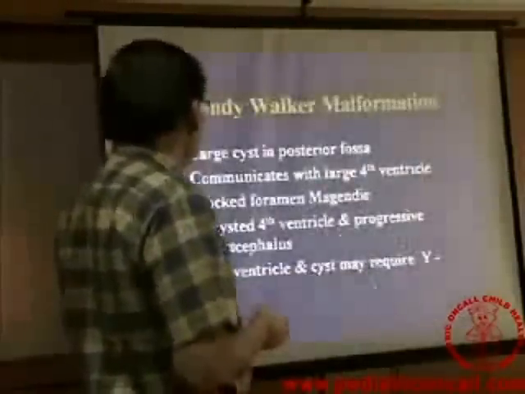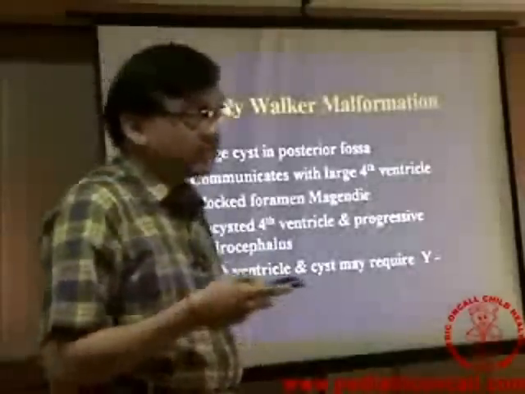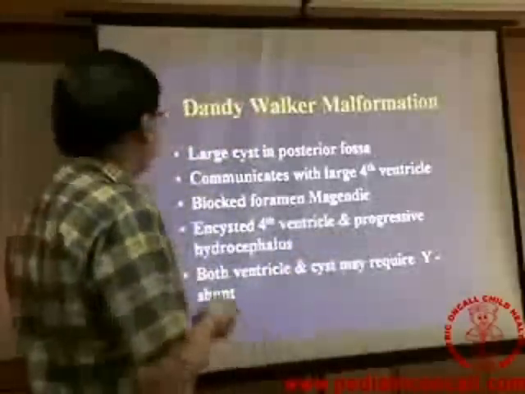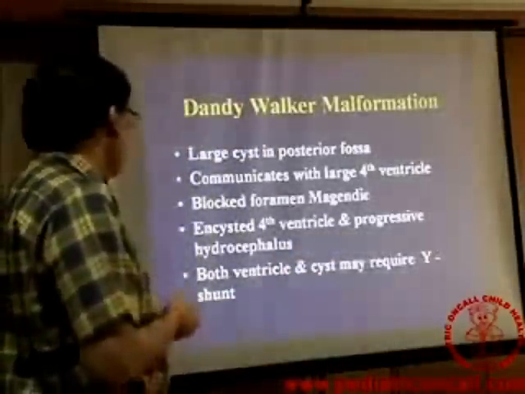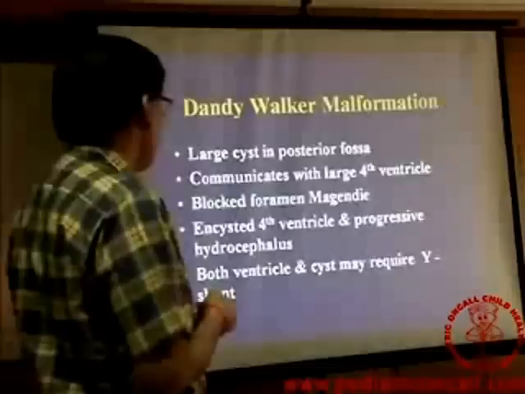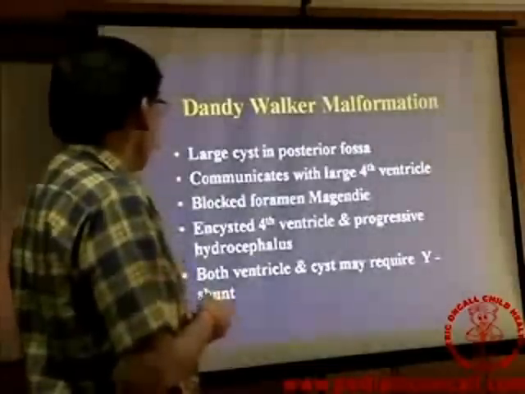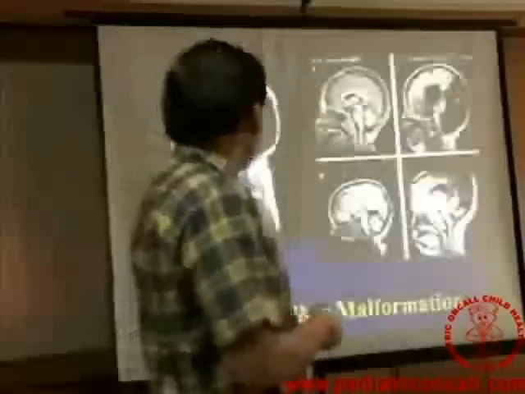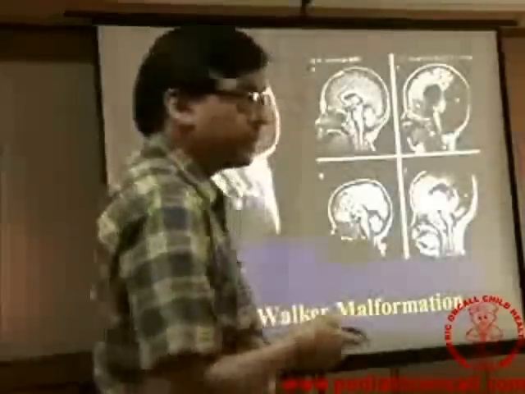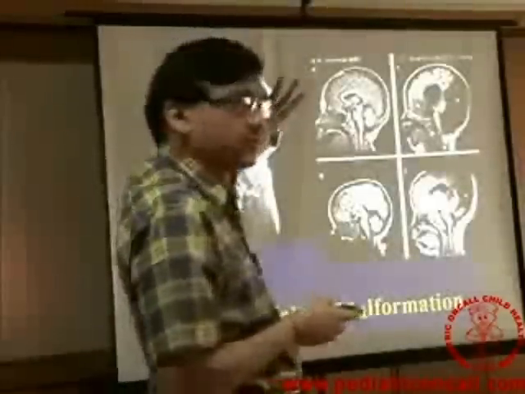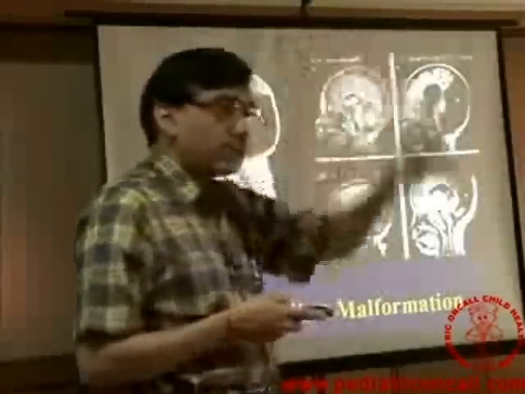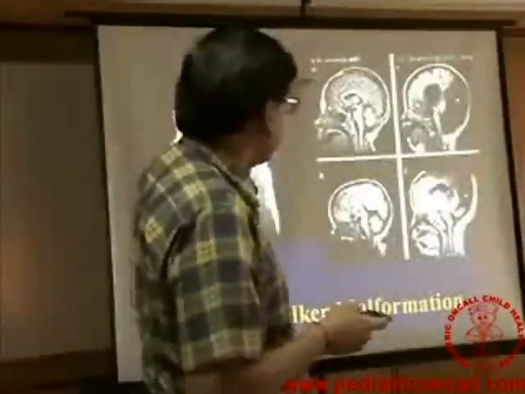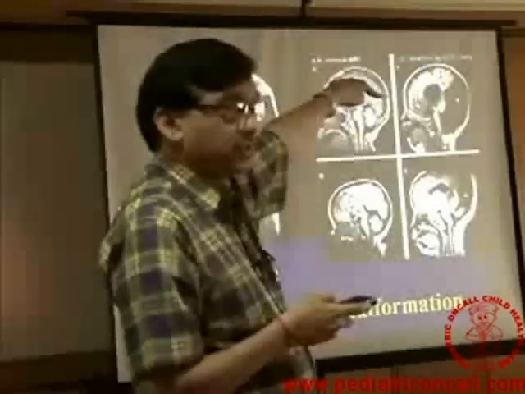This shows again dilated ventricles. Now there is what is known as the Dandy-Walker malformation, which is a posterior fossa cyst. There is usually a huge cyst which communicates with a large fourth ventricle, usually due to blocked foramen of Magendie. And this is one of the cases where you can see a huge posterior cyst, known as the Dandy-Walker cyst. Now in this case there may be hydrocephalus which can be seen up and a posterior.